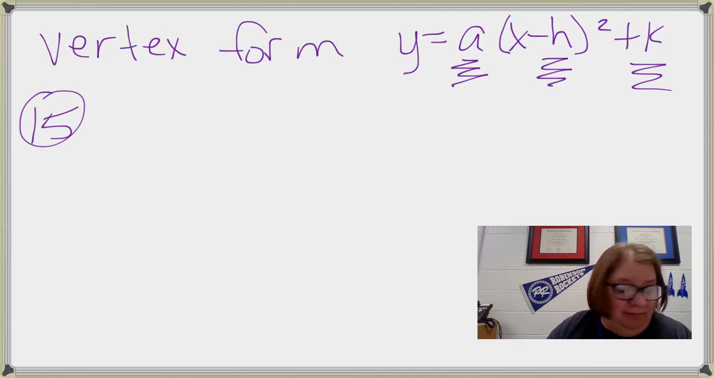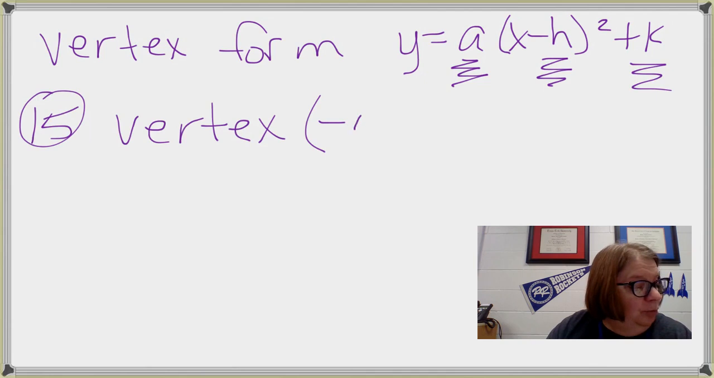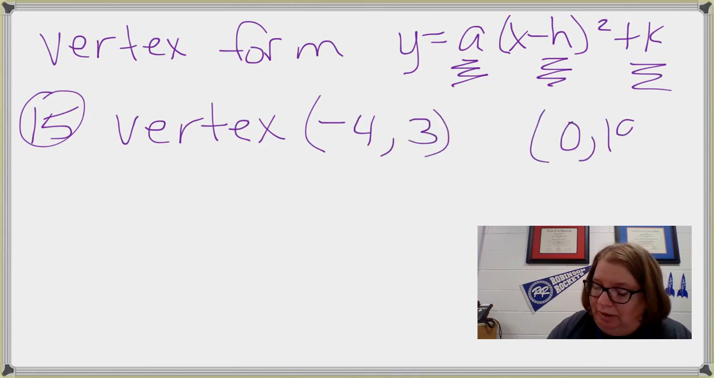In number 15, we have the vertex is negative 4, 3, and the point is 0, 19. That would be the y-intercept. You know that because the x is 0. You can use any point. You have to have the vertex, but then you can use any other point on the parabola. In this case, you're given a point to use.